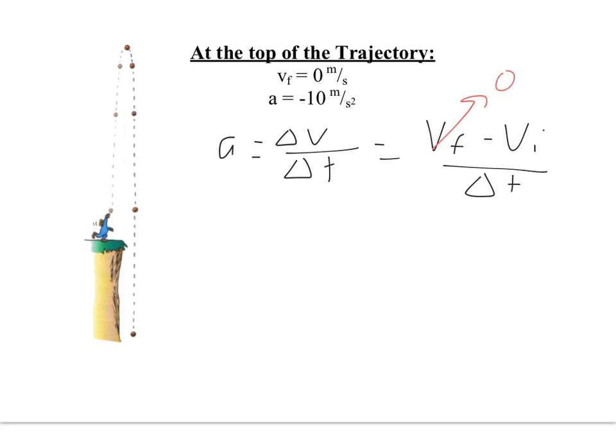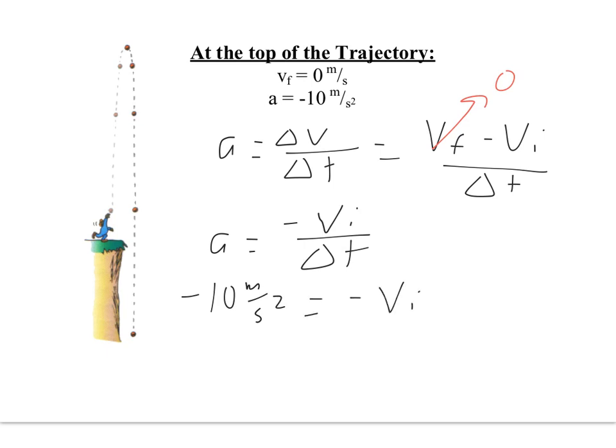And so if I rewrite this, a is equal to the opposite of the initial velocity divided by the change in time. I know that the acceleration is caused by gravity, so that'll just have a value of negative 10 meters per second squared. That's equal to negative v_i over the change in time. Notice now that I have a negative sign on both sides of my equation, so that just cancels out. Then I'm going to multiply both sides of my equation by that change in time.